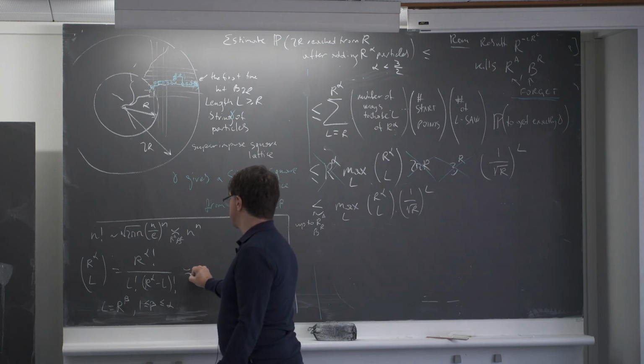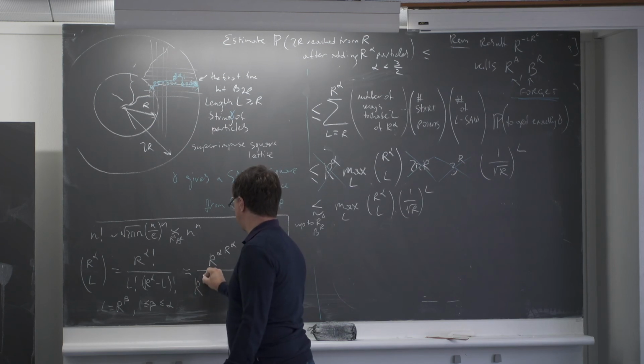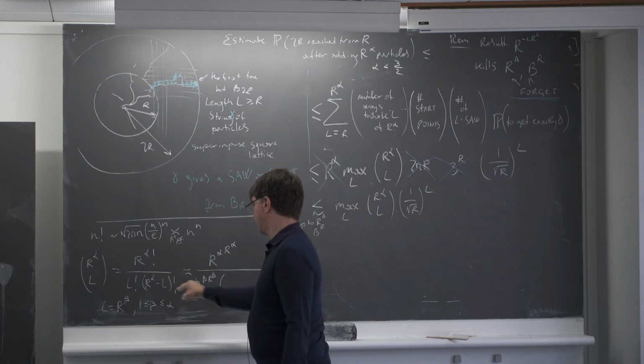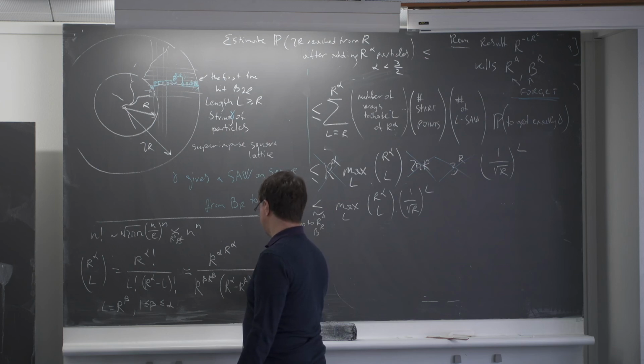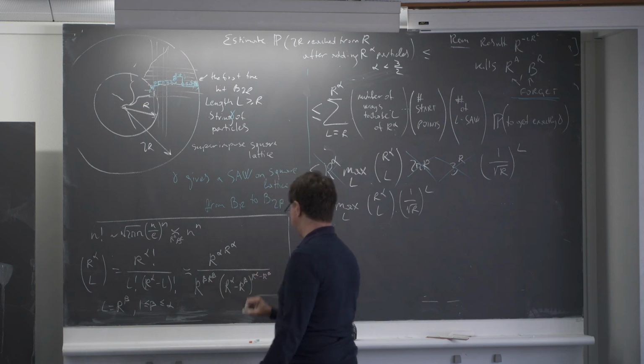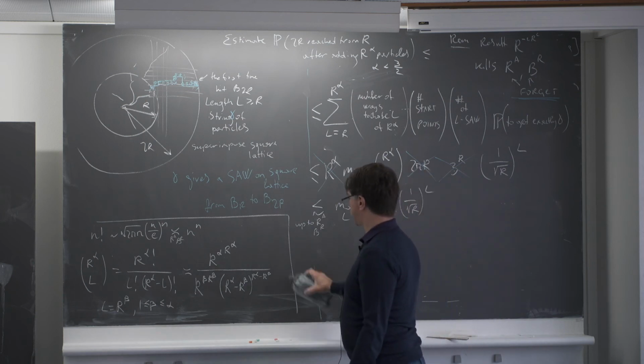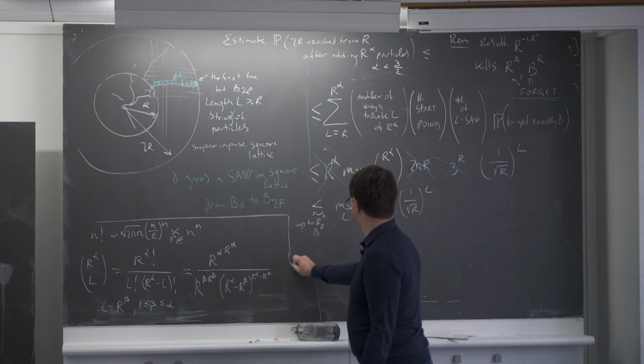So this is approximately r to the power alpha over r to the power beta, r to the power beta over r to the power alpha minus r to the power beta, to the power r to the power alpha minus r to the power beta. So I will eat up a little bit from this formula.